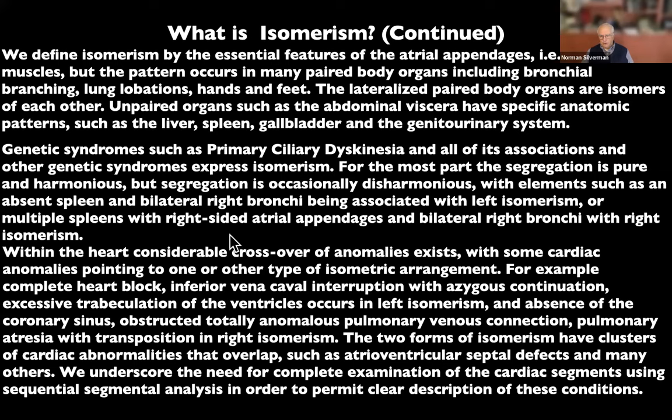Within the heart, there's considerable crossover, with some cardiac anomalies pointing to one or other type of arrangement. For example, complete heart block, inferior vena cava obstruction with azygous continuation, and excessive trabeculation occur with left isomerism, whereas absence of the coronary sinus, obstructed totally anomalous pulmonary venous connection, and pulmonary atresia with transposition occur in right isomerism. The two forms of isomerism have clusters of abnormalities that overlap, such as the atrioventricular septal defect and many others. So we need to underscore that we need to look at all of the segments of the heart to define these abnormalities.